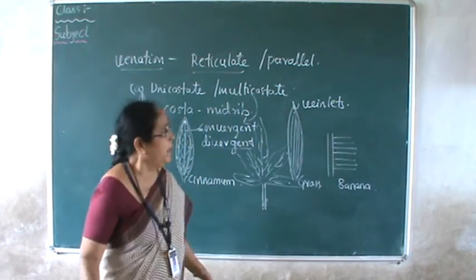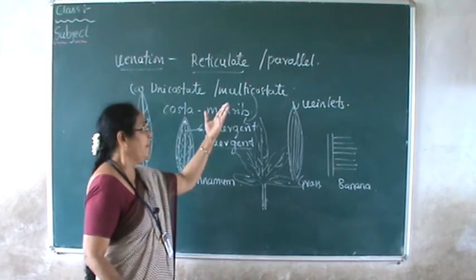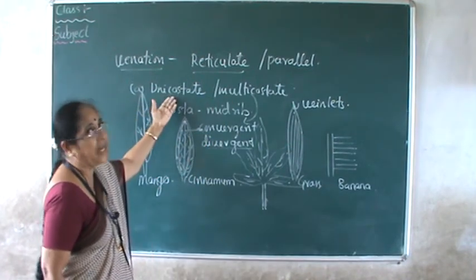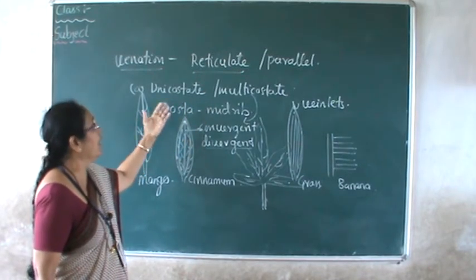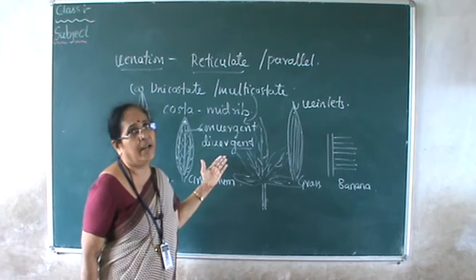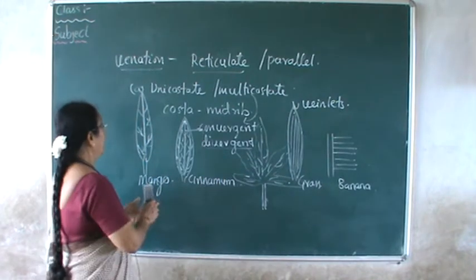Now the parallel type, again the same kind of classification. Parallel is also divided into the same types, unicostate or multicostate, and based on the number of costa, again it may be convergent or it may be divergent. Let us continue with the parallel kind of venation.